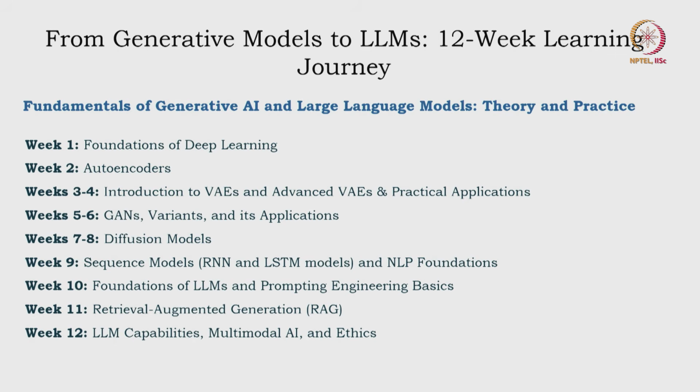In weeks 5 and 6, we discuss generative adversarial networks, commonly known as GANs, their important variants and real-world applications. In weeks 7 and 8, we cover the diffusion models, which are among the most powerful modern generative techniques. In week 9, we introduce sequence models such as RNN and LSTM, along with the foundations of natural language processing. In week 10, we focus on the foundations of large language models and the basics of prompt engineering.